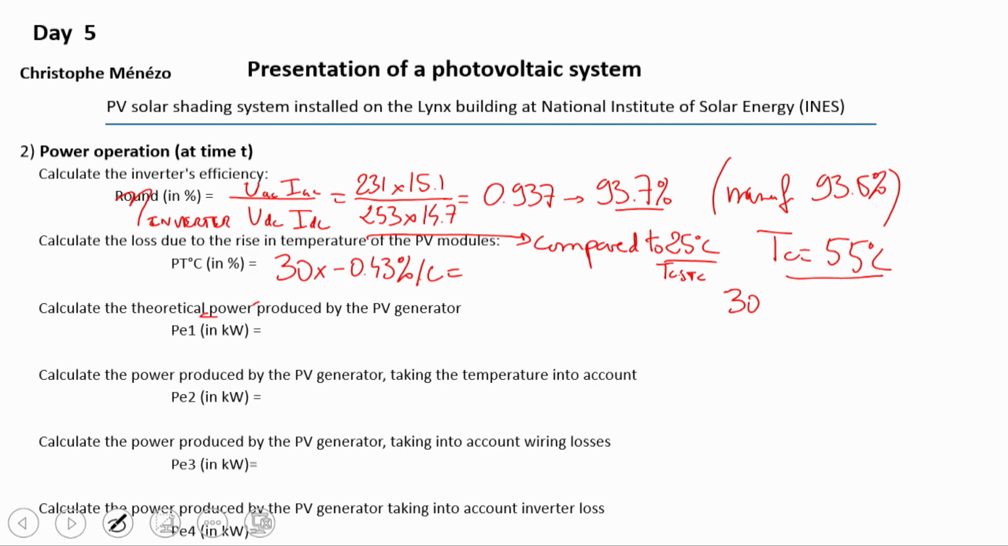And here we find minus. So we will lose, as we are losing 0.43 per degree, we have 30 degrees of difference. We lose at that precise time 12.9%, 13% of the power. Okay, you can feel the importance of the temperature.